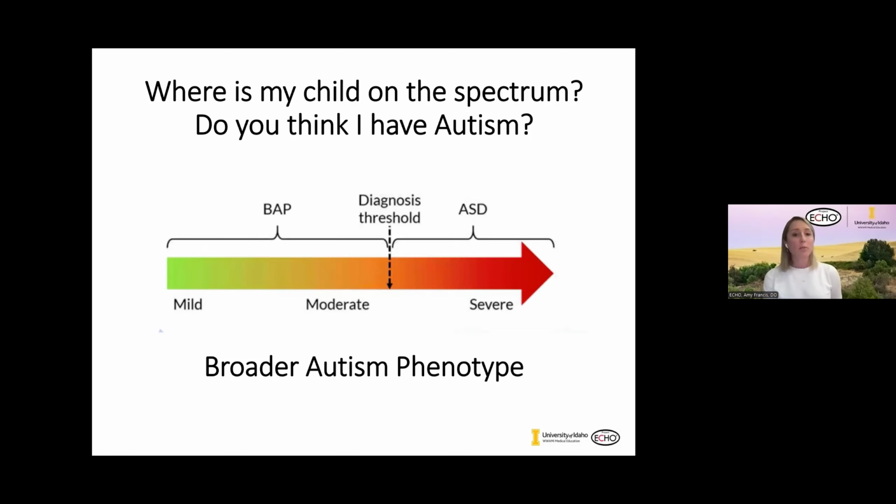Where does my child fall on the spectrum? And then, do you think I have autism? We'll talk about that one in a little bit. When we think about the autism spectrum, it's very broad, and a lot of people understand that now. So it's important to let families know to try not to think of the spectrum as just a linear line, but more as a profile.